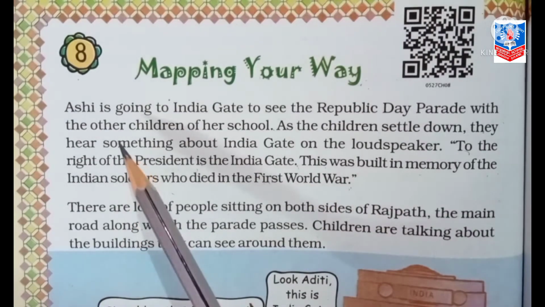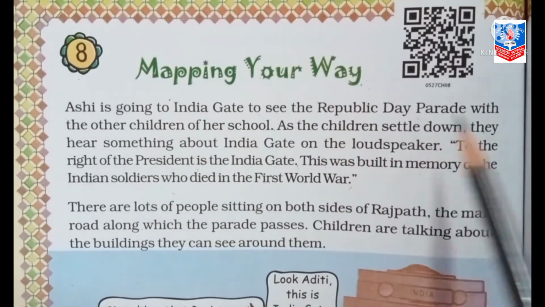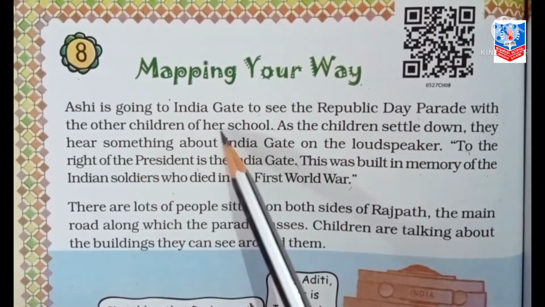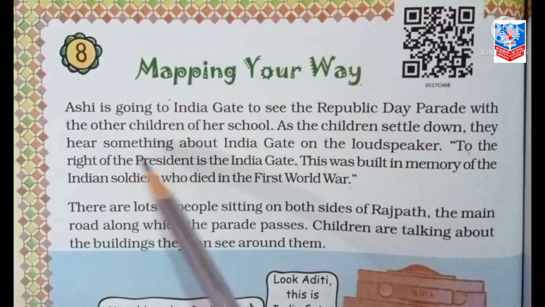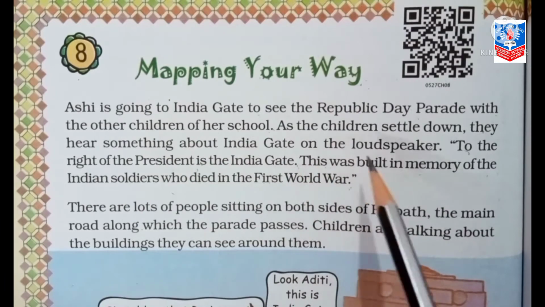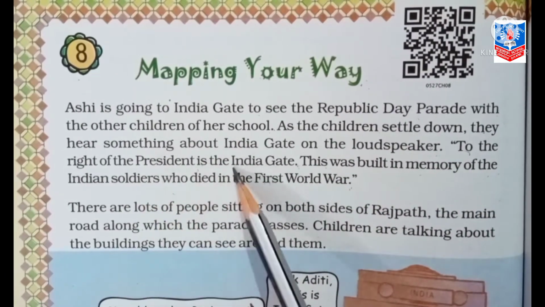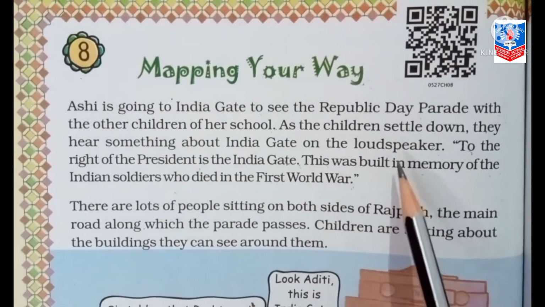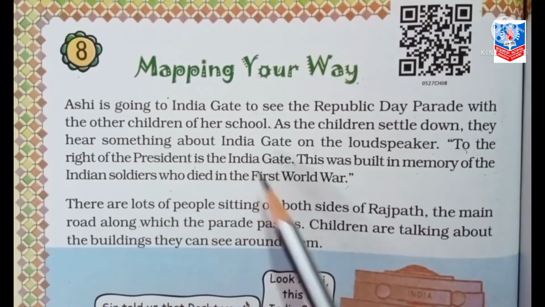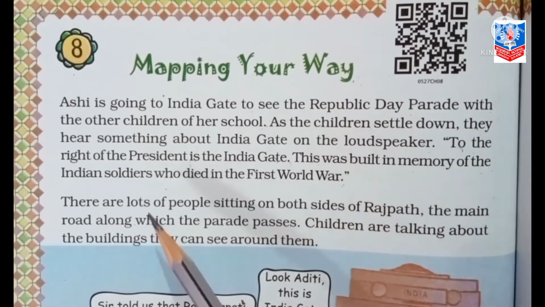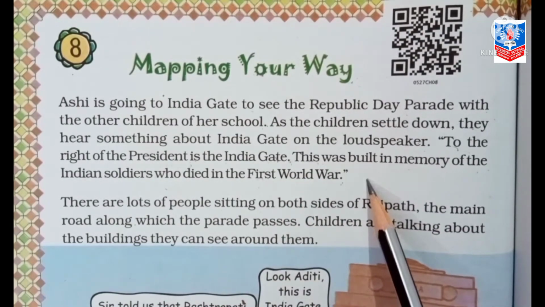Okay. Now see here, Ashi is going to India Gate to see the Republic Day parade with the other children of her school. As the children settle down, they hear something about India Gate on the loudspeaker. To the right of the president is the India Gate. Now see, India Gate is on the right side of the president. This was built in memory of the Indian soldiers who died in the First World War.